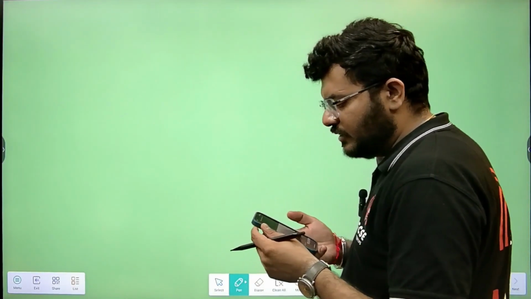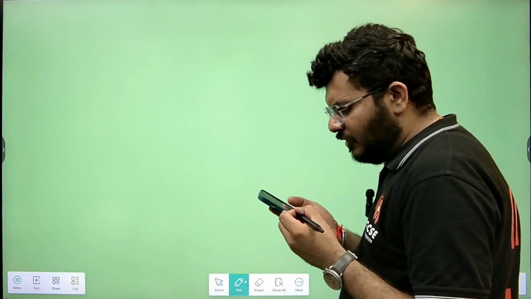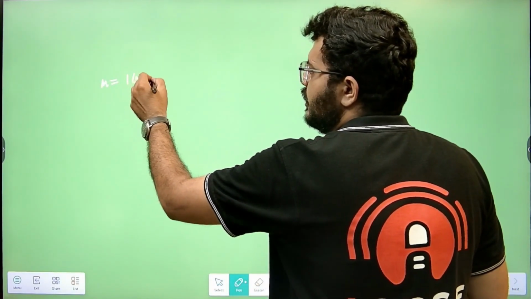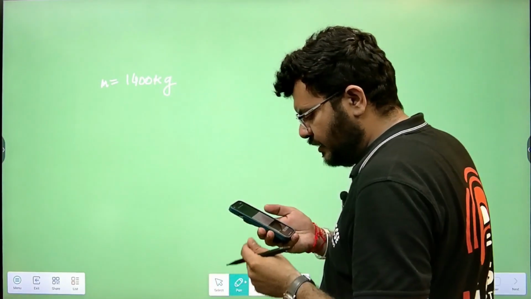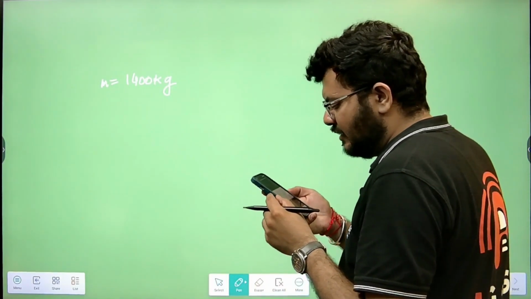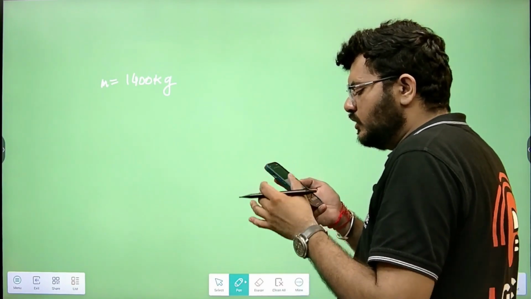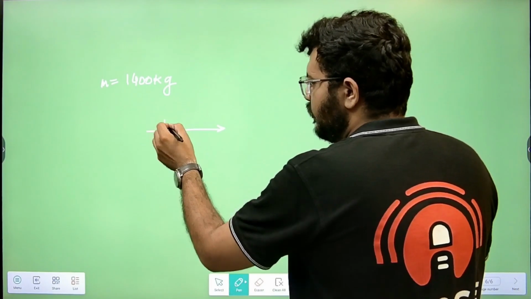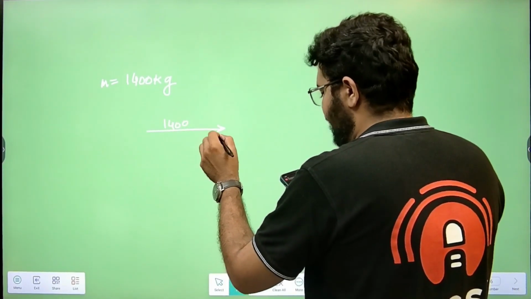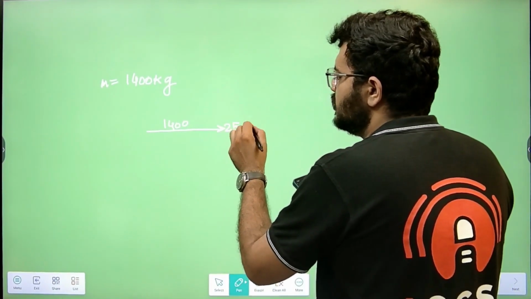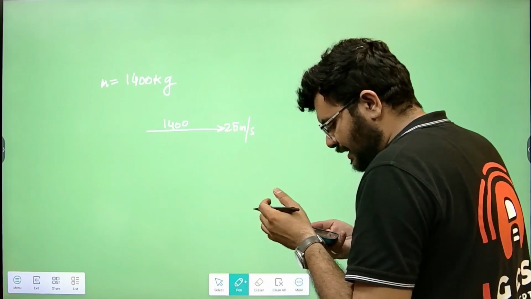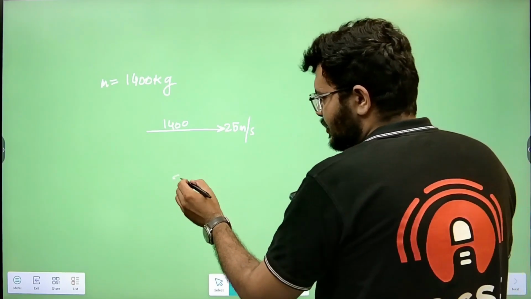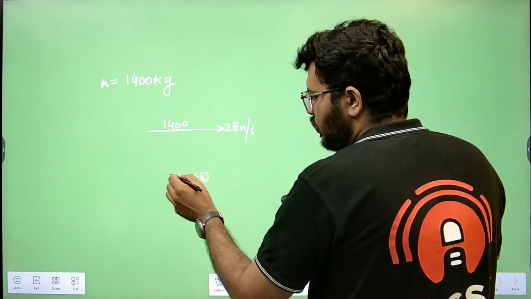We have a question, I am reading the question. A car of mass 1400 kilogram is traveling in a straight horizontal road at a constant speed of 25. So first it is traveling like this. It is of 1400 kilogram and it is traveling at 25 meters per second. Then it is said that the output power from the car's engine is 30 kilowatt.